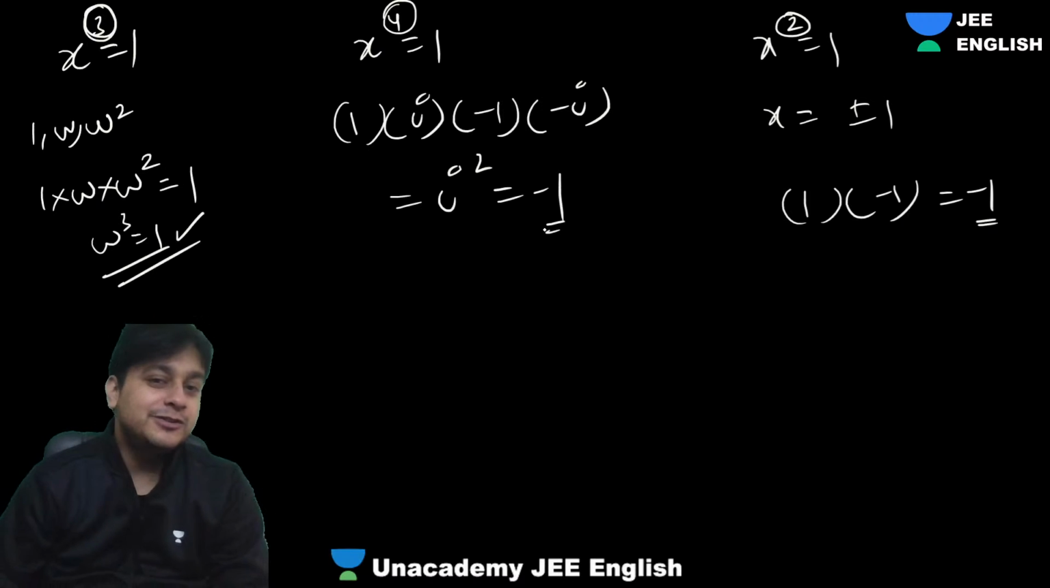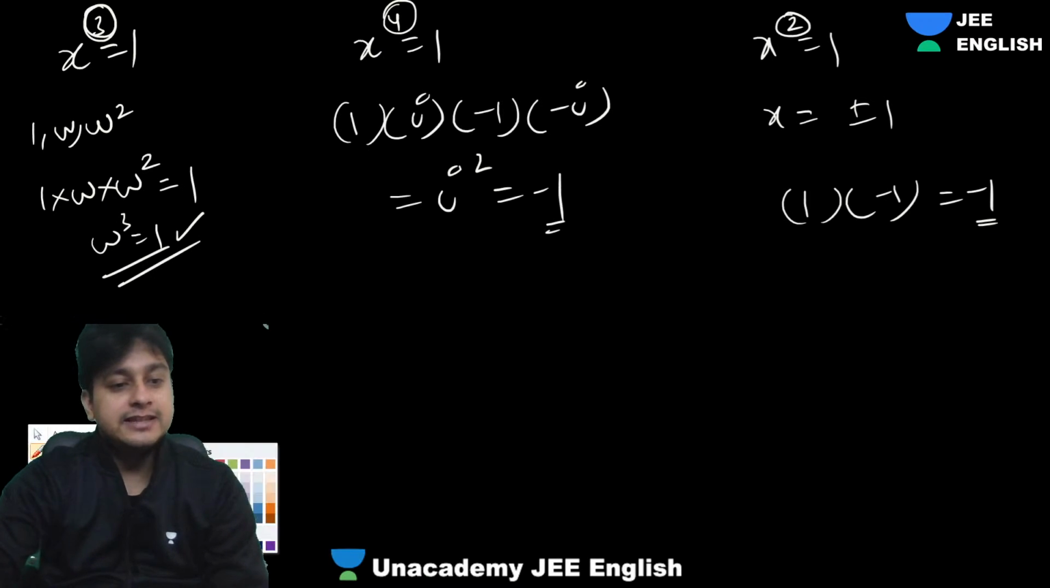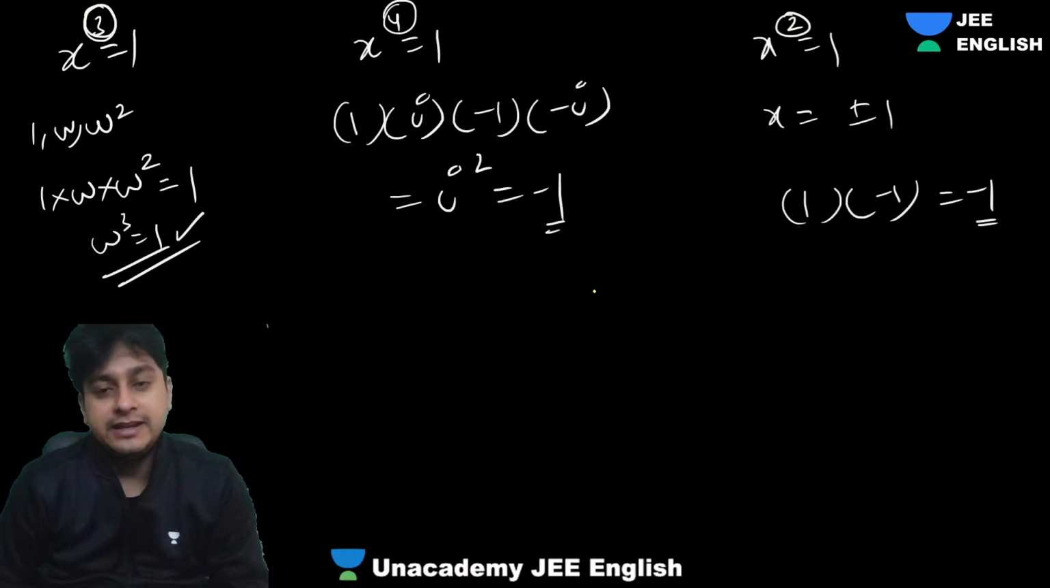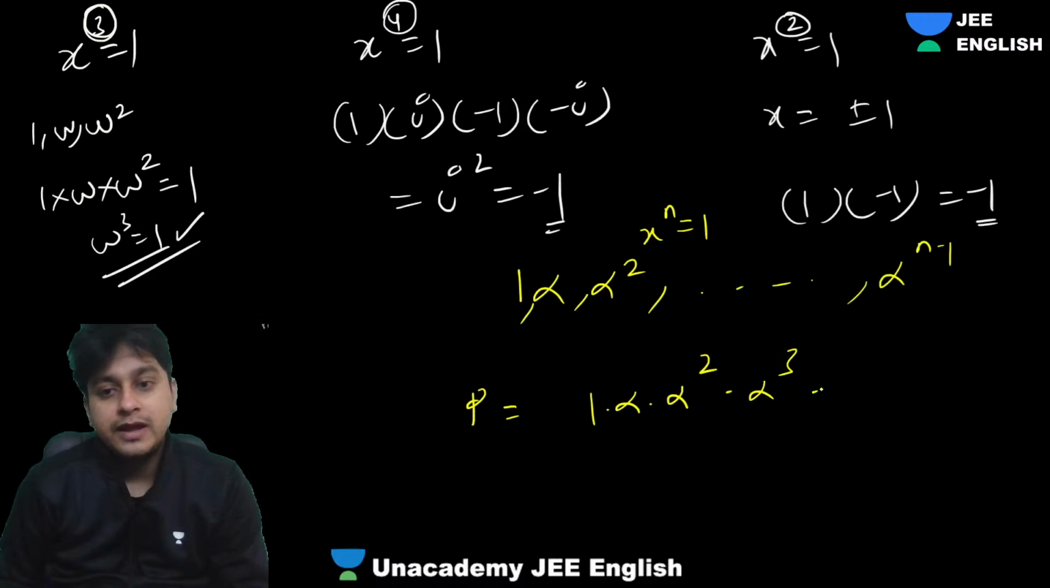I'll prove it also, no doubt about it. Obviously, I'll prove it for you guys. Let's see the proof. The logic will actually be prevailing. So guys, let's suppose x power n equals 1. Obviously, the roots will be 1, alpha, alpha square, and so on till alpha power n -1. So the product will be what? The product will be 1 into alpha into alpha square into alpha cube and so on till alpha power n -1.